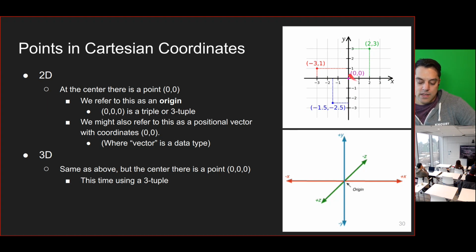And just, again, important just for notation, right? 0, 0 is the origin. So that's where we're usually working from.